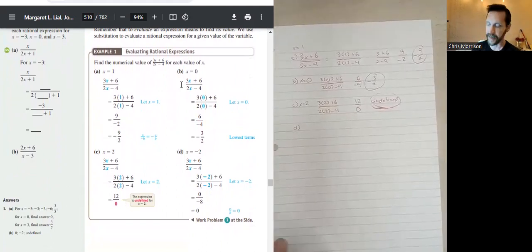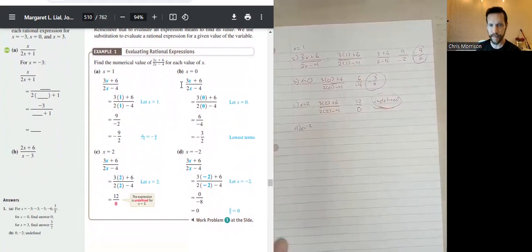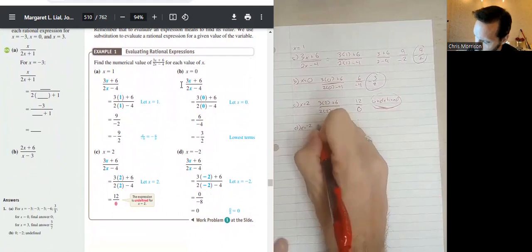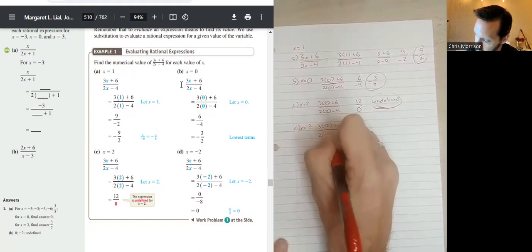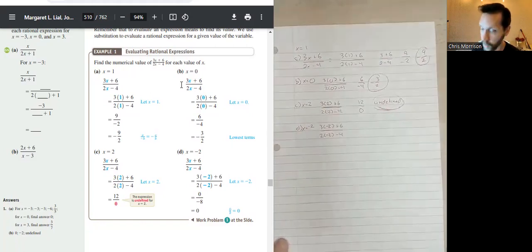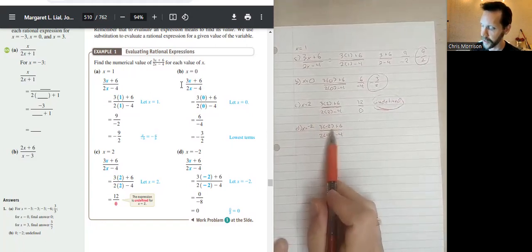And then finally, D, let's take x to be -2. Same exact procedure. We're going to say 3 times -2 plus 6 over 2 times -2 minus 4. And let's just solve. 3 times -2 is -6.